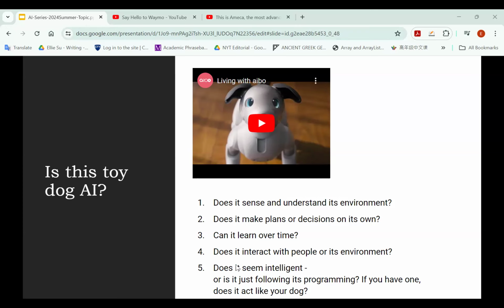So the final question is, does this dog seem intelligent or is it just following a program? And to help you think about this, if you have a dog, does it act similar to your dog?